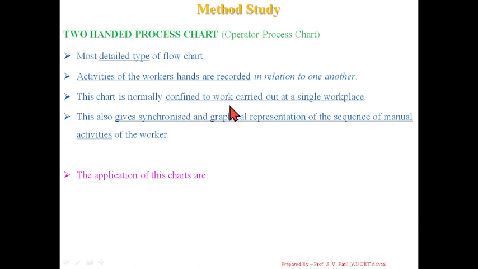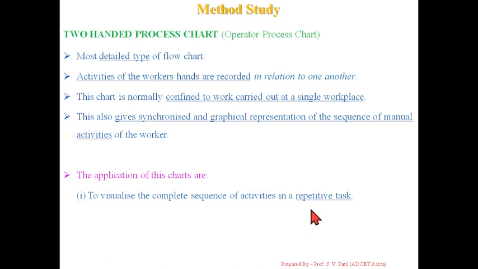This chart is normally confined to work that is carried out at a single workplace. It will give an idea about the synchronized movement of the two hands. It will represent the various movements in a graphical way. This chart is applicable to visualize the complete sequence of activities in repetitive tasks.